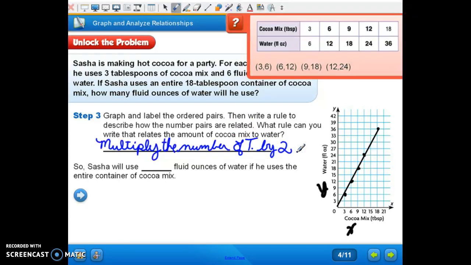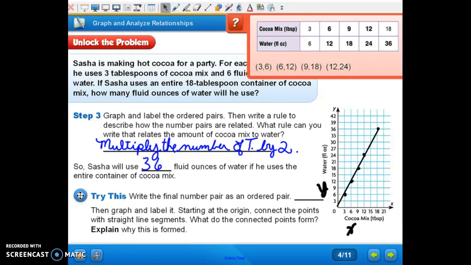Okay? So Sasha will use blank fluid ounces of water if she uses the entire container. Remember, the container could hold 18 tablespoons. So how much water is she going to use? 36. 36 fluid ounces of water. That's already written there for you, so you don't have to write that again.